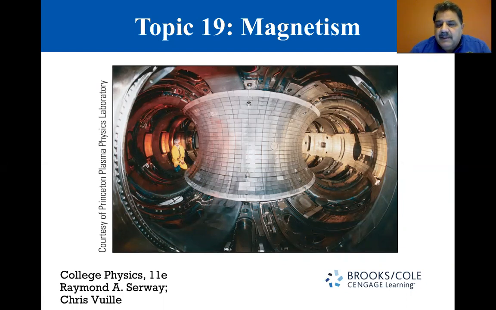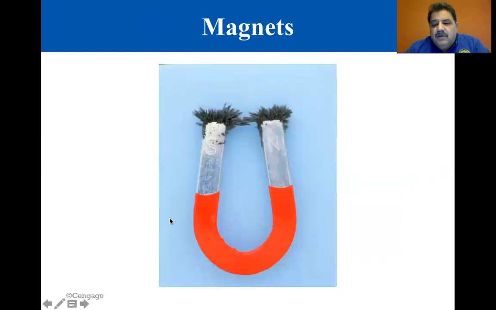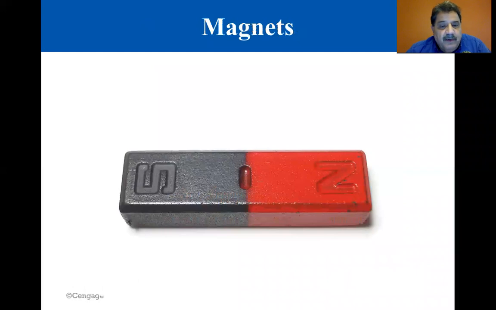And here it is. Here is a horseshoe magnet. You've played with those. You've played with them in the lab. But in our investigation, we're going to stick to the bar magnet, like this one shown here. For our discussion, we will be focusing on bar-shaped magnets.